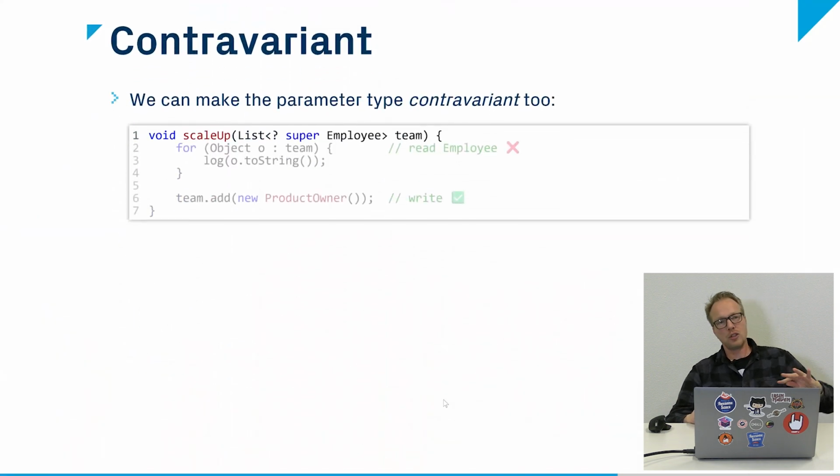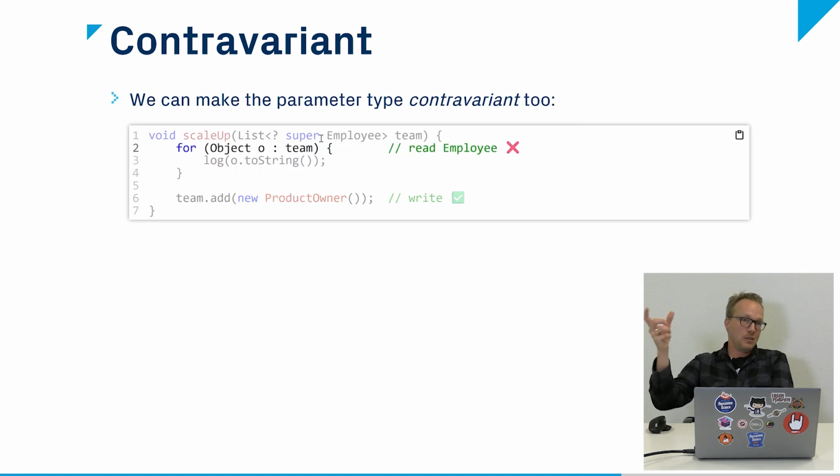On the contrary, we can also reverse this type relationship. We can also say we can make it contravariant. So with this syntax, not extends, but super. And that reverses the constraint. We can write to it, but we cannot read it as employees anymore. Because it can be anything. It can be an employee, it can be a person, a supertype of employee, it can be an object, whatever.